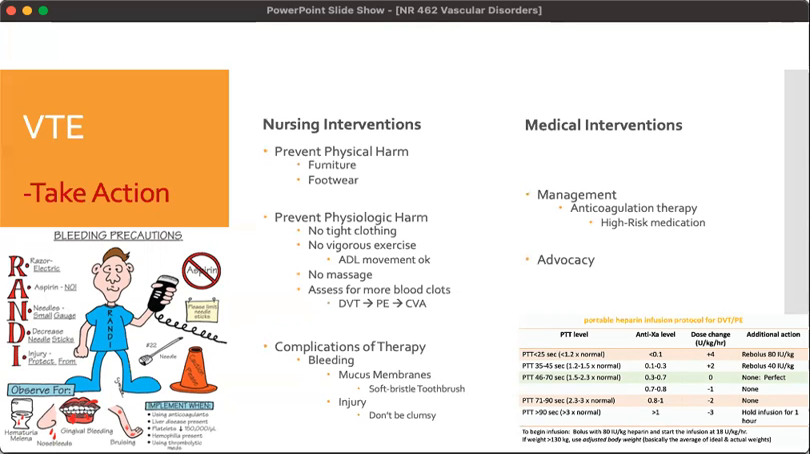Prevent physiologic harm. So this is like making the blood clot worse. So no tight clothing, no vigorous exercise. ADLs, totally fine. They should be getting up to a chair to eat, to go to the toilet for ADL needs, brushing their teeth at the sink, all that they should be doing. But this is, again, not the time to start putting in some flights of stairs at the end of the hall, or setting a personal best for walking laps around the nursing unit, things like that.